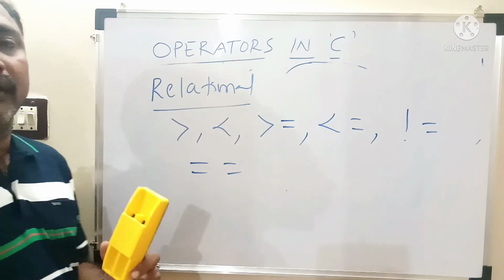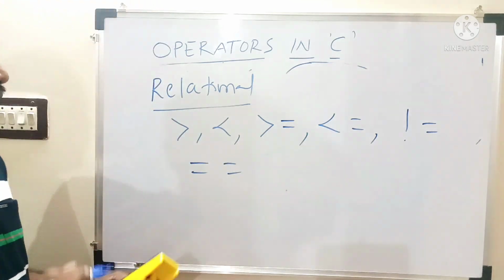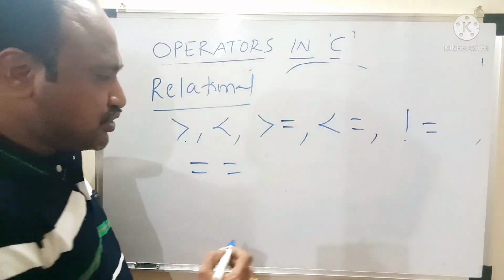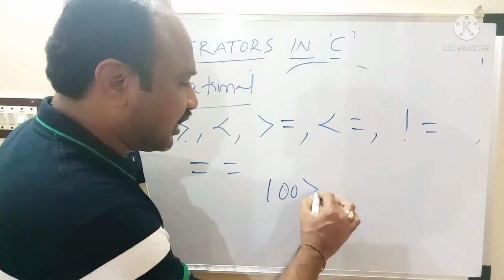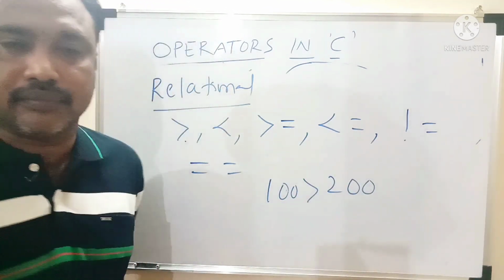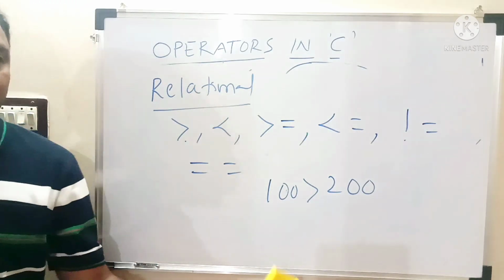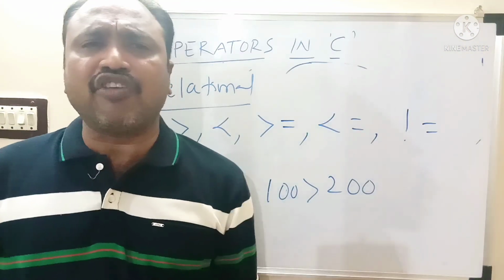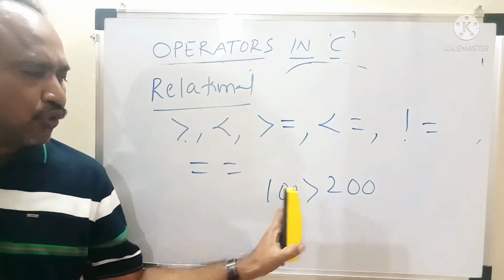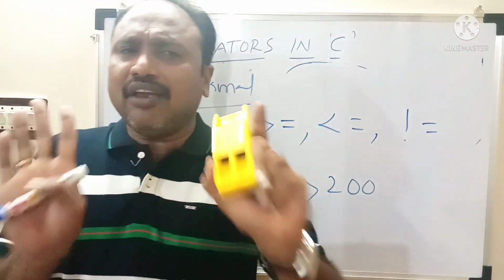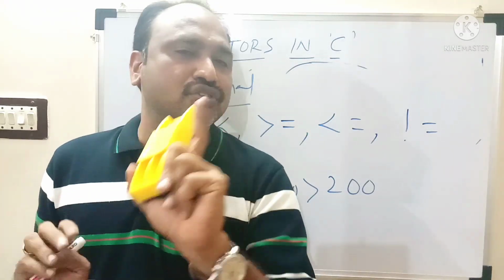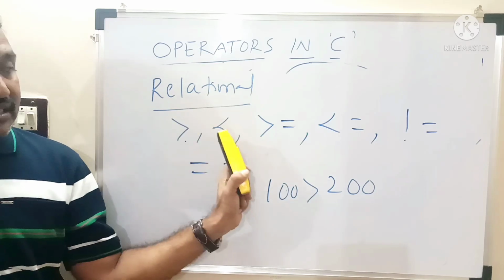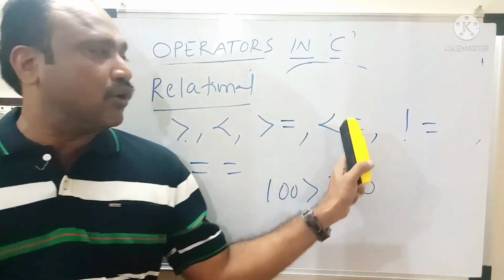All these are relational operators. What is the purpose of greater than? In our mathematics also we use greater than 100, greater than 200. To find the biggest value, I can take 3 values, 4 values, 5 values. But at least, if we have to use greater than, it requires how many values? 2 values.